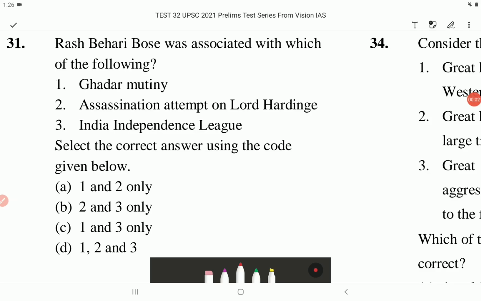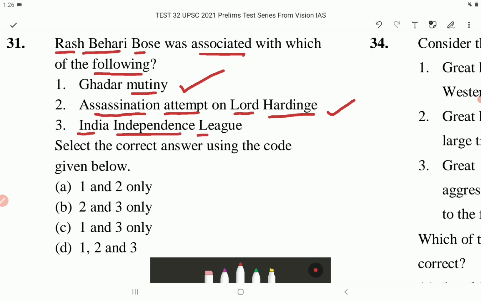Question number 31. Rash Bihari Bose was associated with which of the following? Statement 1. Gadar mutiny. This is correct. Statement 2. Assassination attempt on Lord Hardinge. This is also correct. Number 3. India Independence League. This is also correct. Select the correct answer using the code given below. The correct answer is option D, that is 1, 2 and 3.